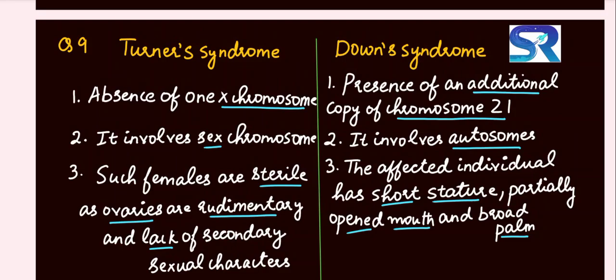Down's syndrome is the presence of an additional copy of chromosome 21. It involves autosomes. Third point, the affected individual has short stature, a protruding furrowed tongue, partially open mouth and broad palm.